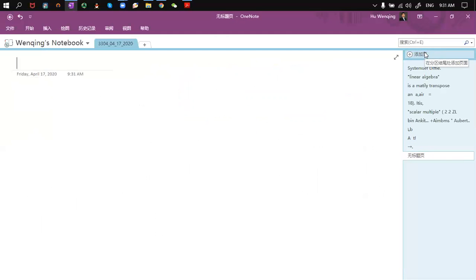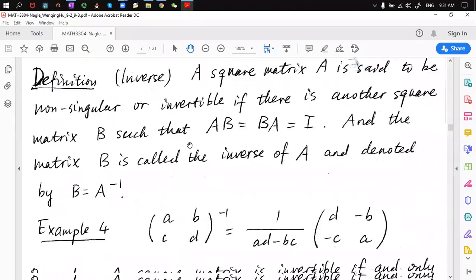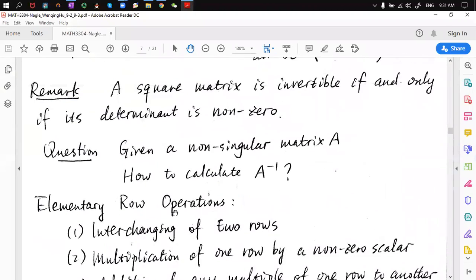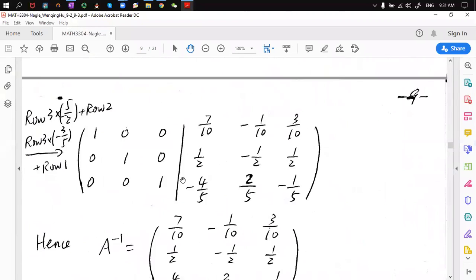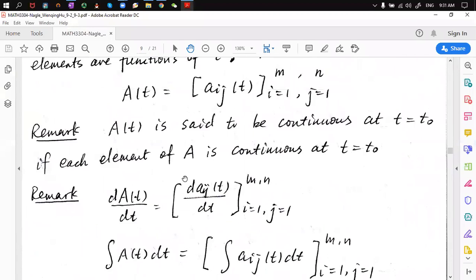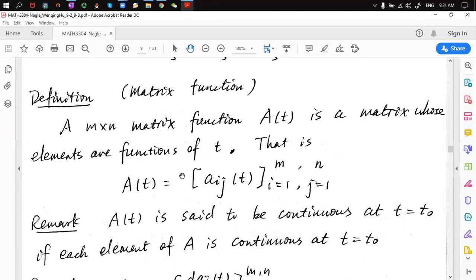Okay, so this is what we talked about: how do you take the inverse of matrices, in particular for 2 by 2 matrices.